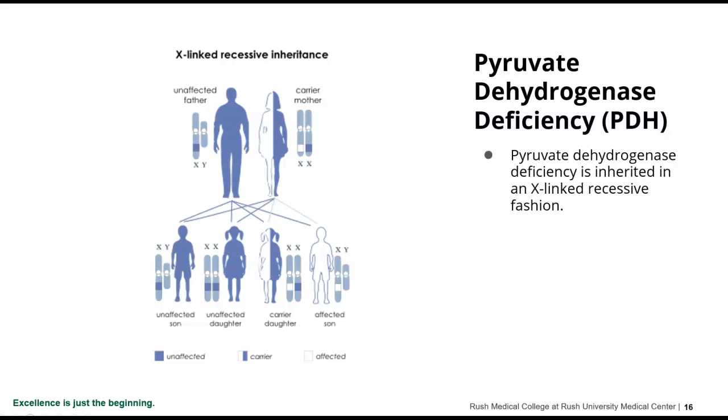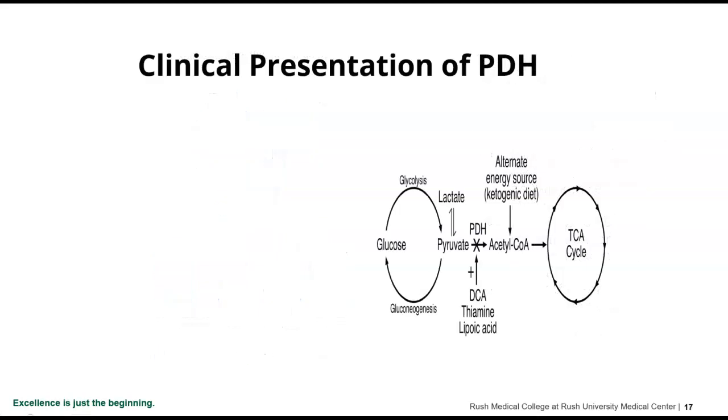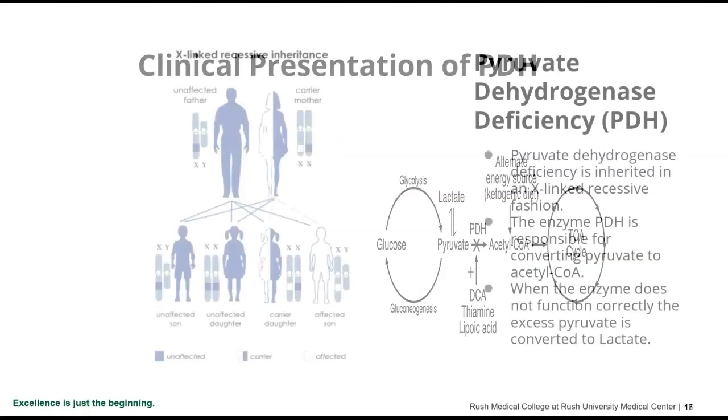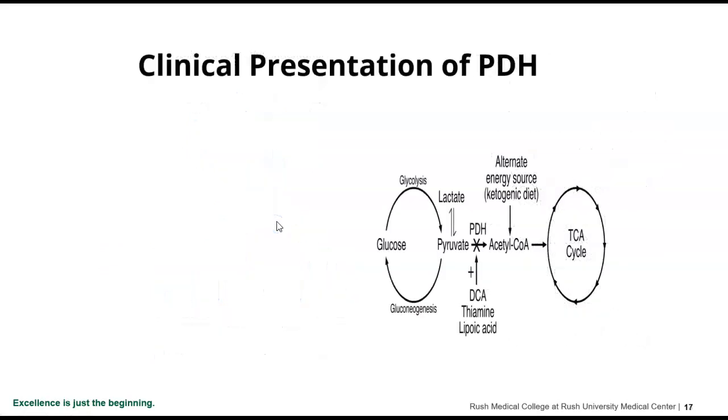The gene for pyruvate dehydrogenase is located on the X chromosome, so it's an X-linked disorder. The enzyme is responsible for converting pyruvate to acetyl-CoA, and when the enzyme does not function correctly, there's excess pyruvate to convert to lactate. And just to go back to this, it's an X disorder. So if a female is a carrier, half of her sons will be affected, half of her daughters will be carriers, and half of her sons will be unaffected.